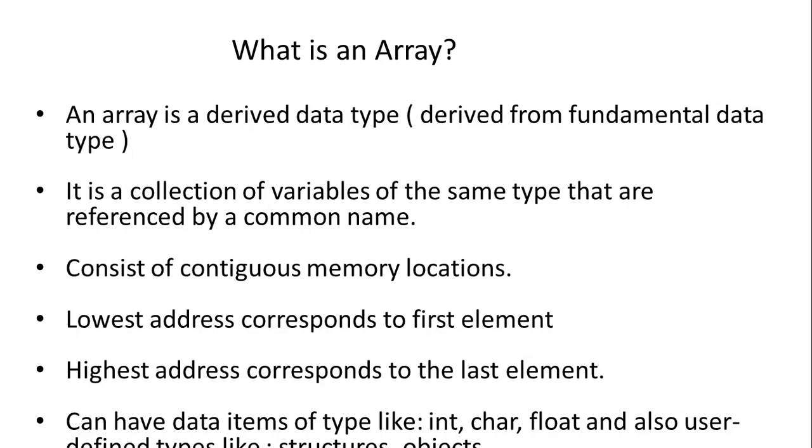Once again, array is a derived data type. Data type can be int, char, float, etc. It's a collection of variables of same type.